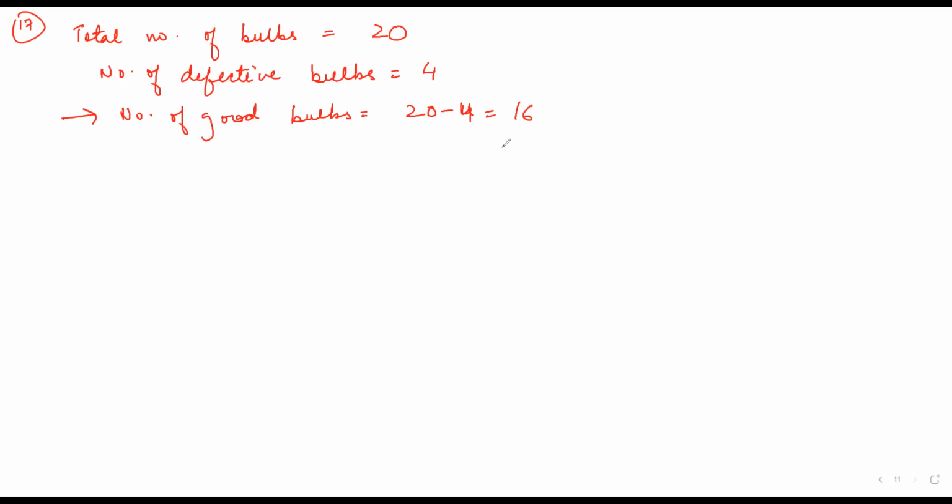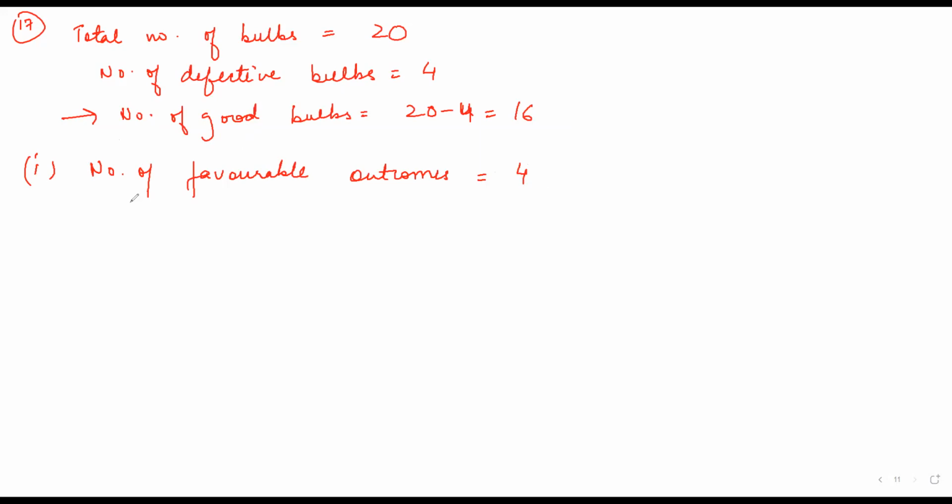Anyway, one bulb is drawn at random from the lot. What is the probability that this bulb is defective? Okay, so first case, number of favorable outcomes are how many? Sarah, I want a defective bulb. How many bulbs are defective? Four. So all 4 outcomes will be my favorable outcome.